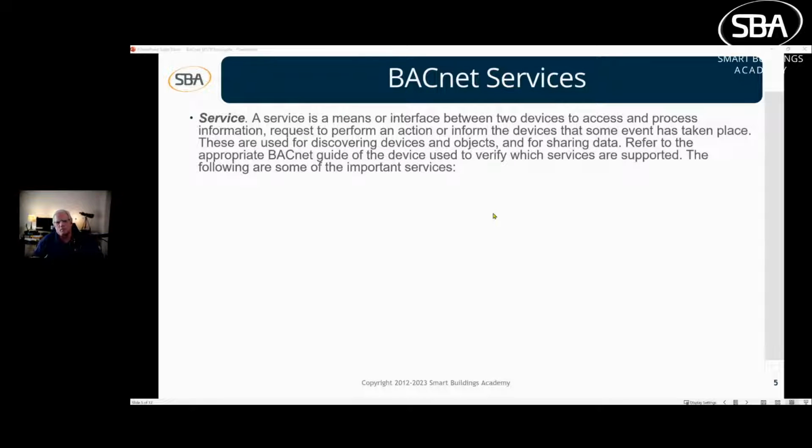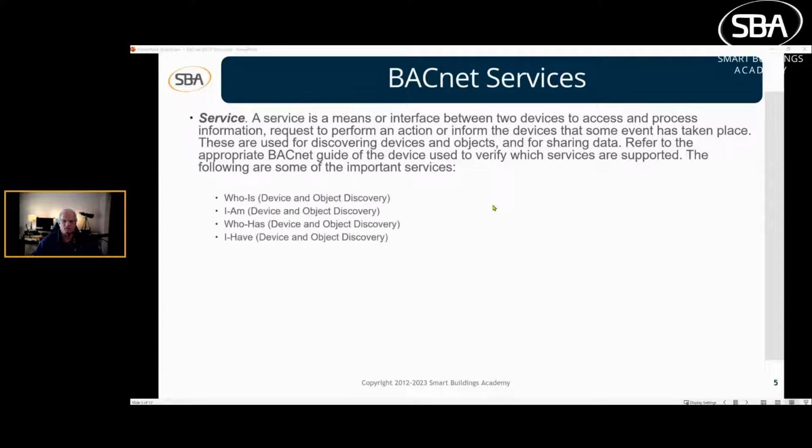So one of the big qualities of BACnet is it has services and objects. So let's look at services. A service is a means or an interface between two devices to access and process information. It's a request to perform an action or inform the devices that some event has taken place. These are used for discovering devices and objects and for sharing data. For services, refer to the appropriate BACnet guide of the device used to verify which services are supported.